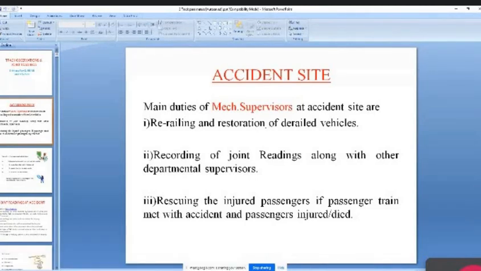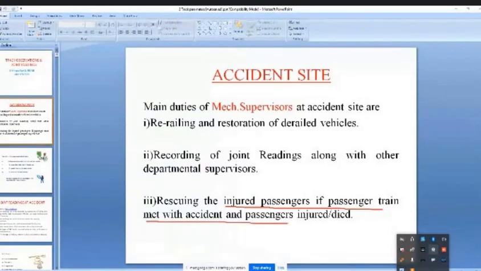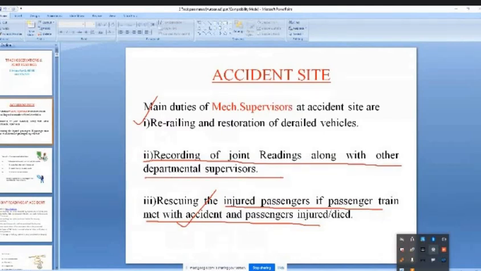That is one thing. The second is, if a passenger train is involved in the accident and some people are injured or died, then you have to rescue them. That is also a second duty. For this, you can give one SSC JE, and for this also one or two SSC JEs you can give. Then the important one for accident investigation is the second point.